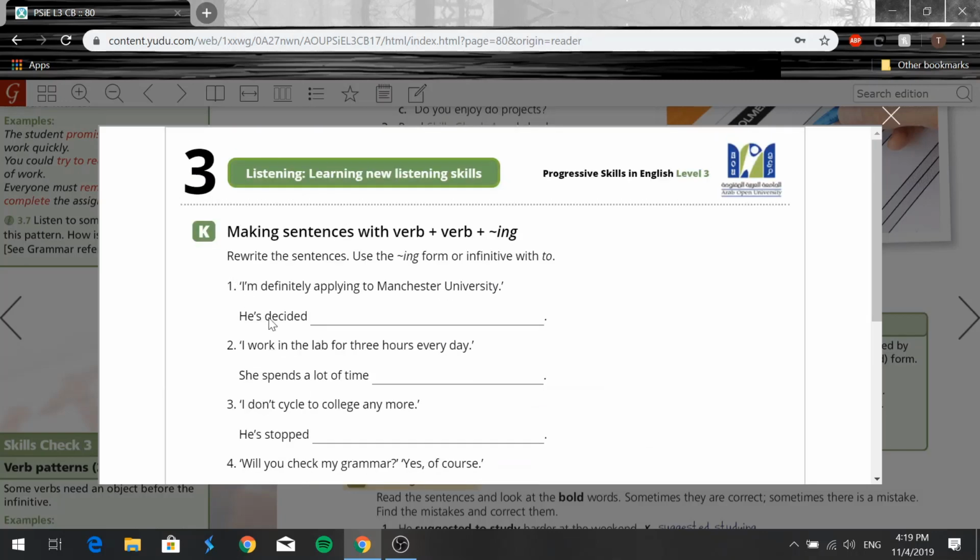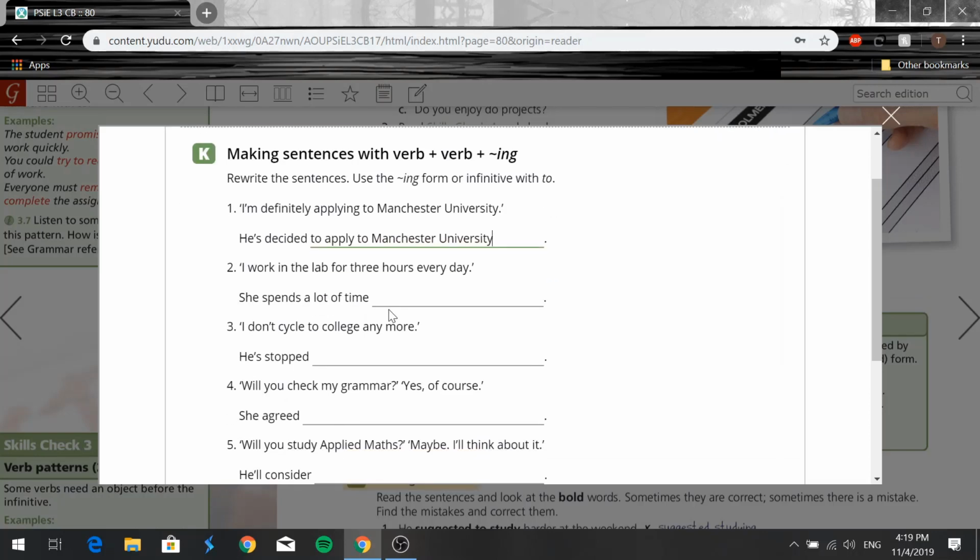So if we say he's decided, I'm going to say he is decided to apply to Manchester University, right? He's decided to apply to Manchester University. 2. I work in the lab for 3 hours every day. Right, so she spends a lot of time. We'll say, instead of work, we'll say working, right? Working in the lab, right, you guys? So she spends a lot of time working in the lab.